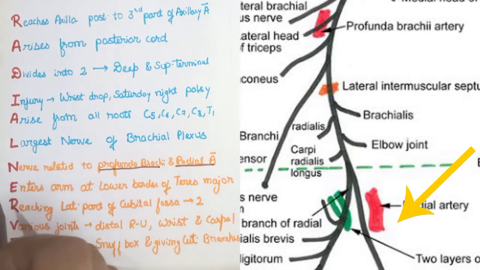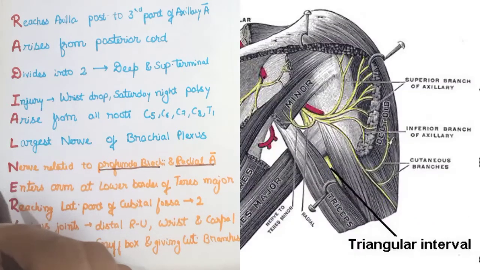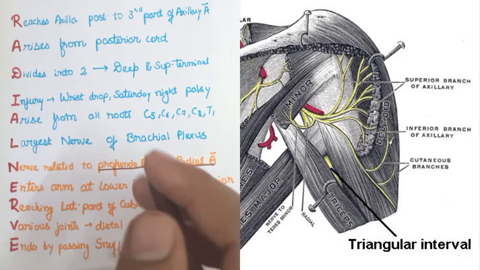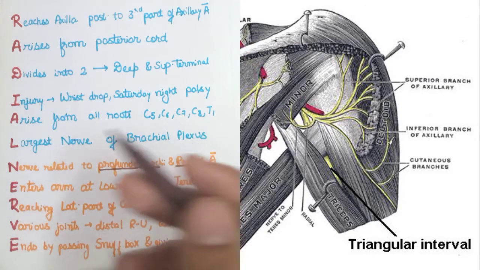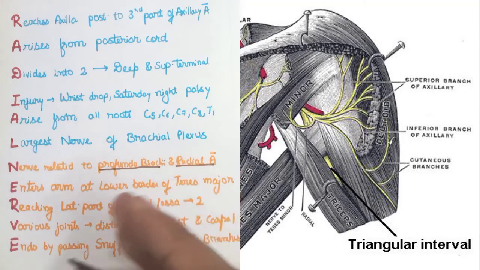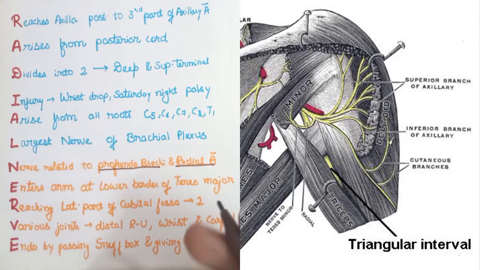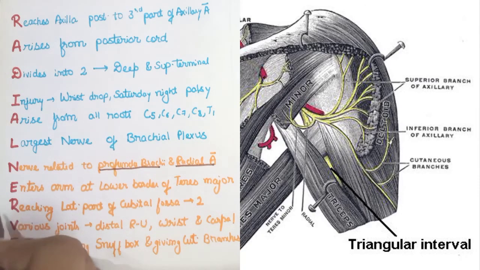Now we have the letter E. E stands for the nerve enters the arm at the lower border of the teres major. So it is the content of the lower triangular space. When it exits the lower triangular space, it enters the arm at the lower border of the teres major.